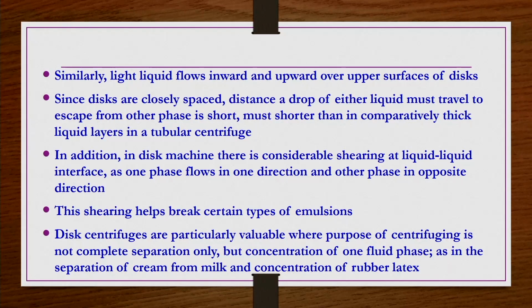So, because of that movement, there is a kind of friction also. Since discs are closely spaced, the distance a drop of either liquid must travel to escape from the other phase is much shorter than in comparatively thick liquid layers in a tubular centrifuge. In addition, in a disc machine there is considerable shearing at the liquid-liquid interface, as one phase flows in one direction and the other phase in the opposite direction.